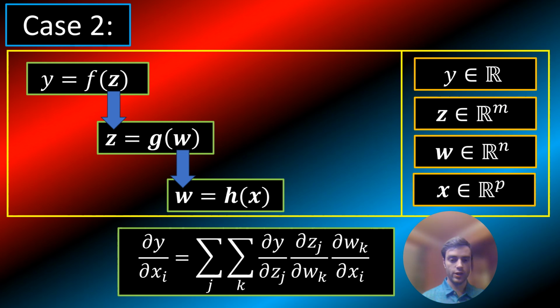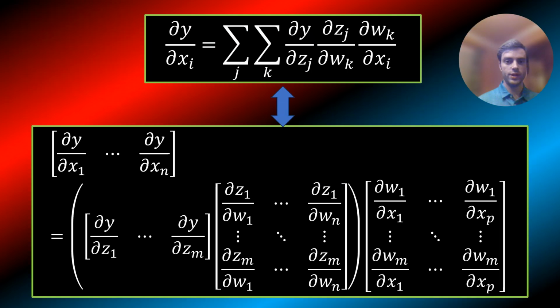in the chain. And so we can do this by taking the double summation over j and k of the partial derivative of y with respect to zj times the partial derivative of zj with respect to wk times the partial derivative of wk with respect to xi. So that represents all possible paths through intermediate variables z and w from y to x.